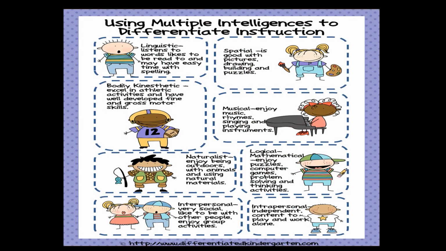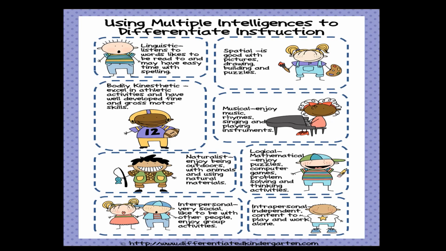Let's talk about multiple intelligences. In multiple intelligences, you may have a linguistic individual. These individuals listen to words. They like to be read to and may have an easy time with spelling. You may have spatial individuals. Spatial individuals are good with pictures, drawings, building, and puzzles. Bodily kinesthetic individuals excel in athletic activities and have well-developed fine and gross motor skills.